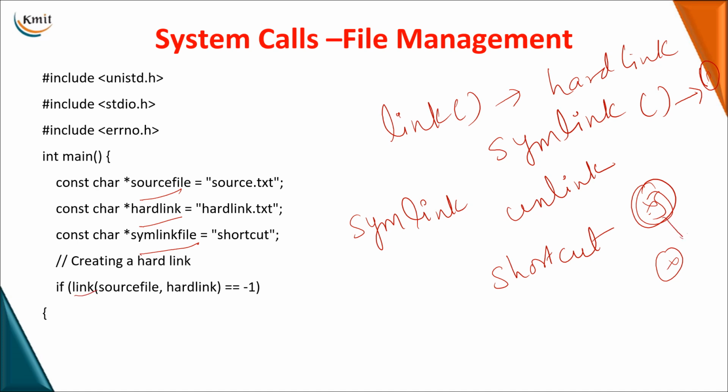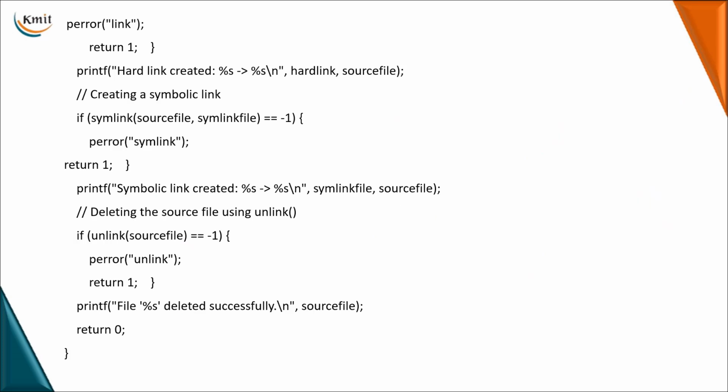So with link, you specify your source file and your hard link, and if it is created successfully, you get your hard link. Similarly, if you want to create your symbolic link, also known as a soft link, you give the name of the file which is being created. And once your symbolic link or hard link is created, you can delete it by using unlink.